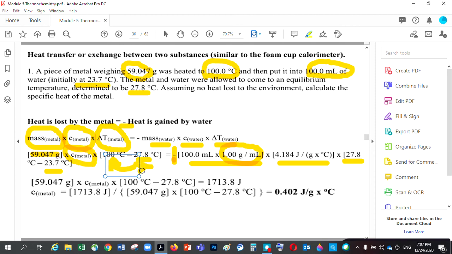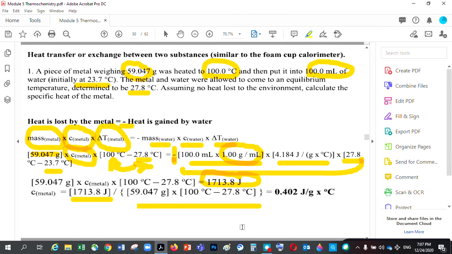So we reverse those numbers, 27.8 final minus initial, and they take the negative. The negative will be taken out. But anyway, at any rate, we have all this calculated, correct? We are calculating 100 minus 27.8 multiplied by this amount, correct? And we calculated the whole thing here, and it turns out to be this amount. And the C metal will be this amount divided by this amount, correct? And the answer is 0.4 joule per gram degree Celsius. So let's go for another example.